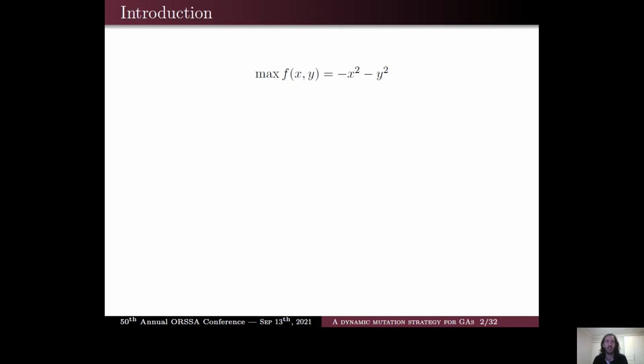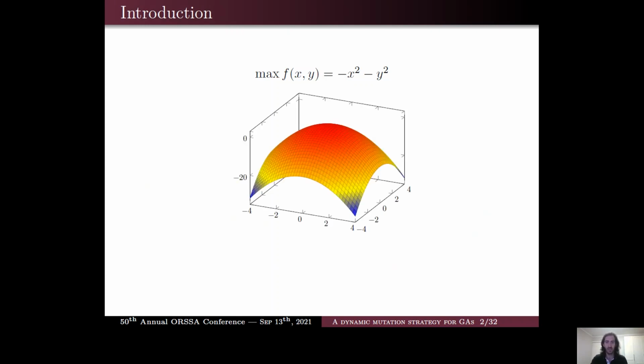Consider the objective function f that should be maximized, of the variables x and y. In this case, it is a quadratic function. Its objective space can easily be visualized by the following graph, and it is clear to see that the maximum would probably be here on the top.